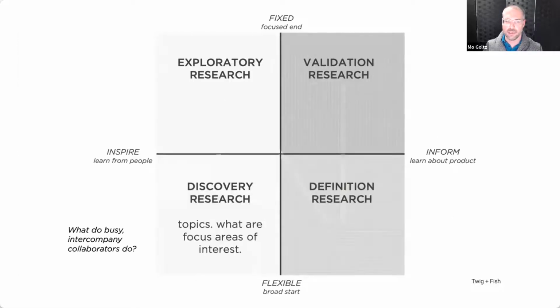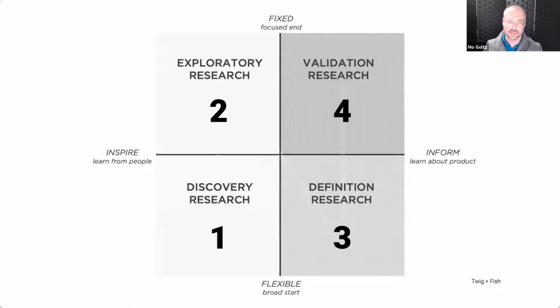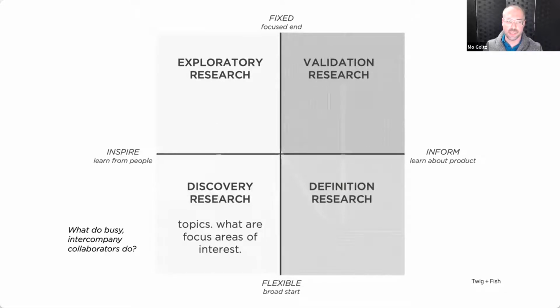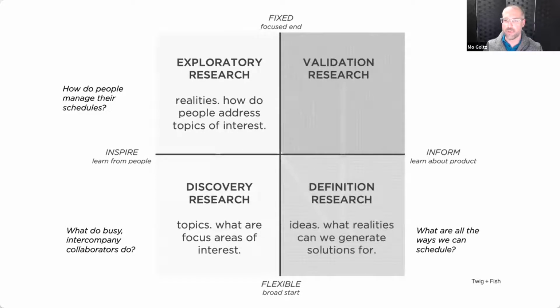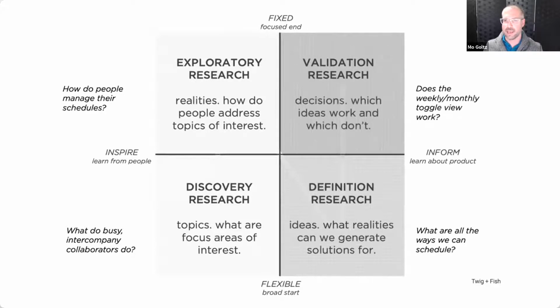So number one is discovery research. An example would be, what do busy intercompany collaborators do? If you're working with other people, that would be a question to ask. So that's going to be in that quadrant. In the next quadrant, taking it a step further, how do those people who are collaborating between companies manage their schedules so that they can collaborate? It's going a step deeper. One more step deeper is, where are all the ways we can schedule? And that's more about product. And the final one, does weekly and monthly toggle view work?